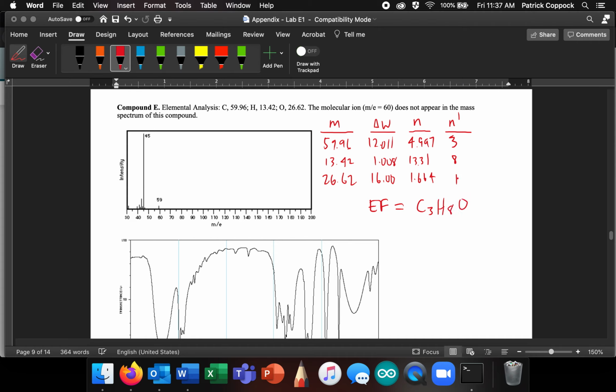C3H8O, okay? And it looks like the molecular ion, I'm told with this one, is 60, all right? So we can go from there. But first of all, again, that's your 1 out of 1 point, right?